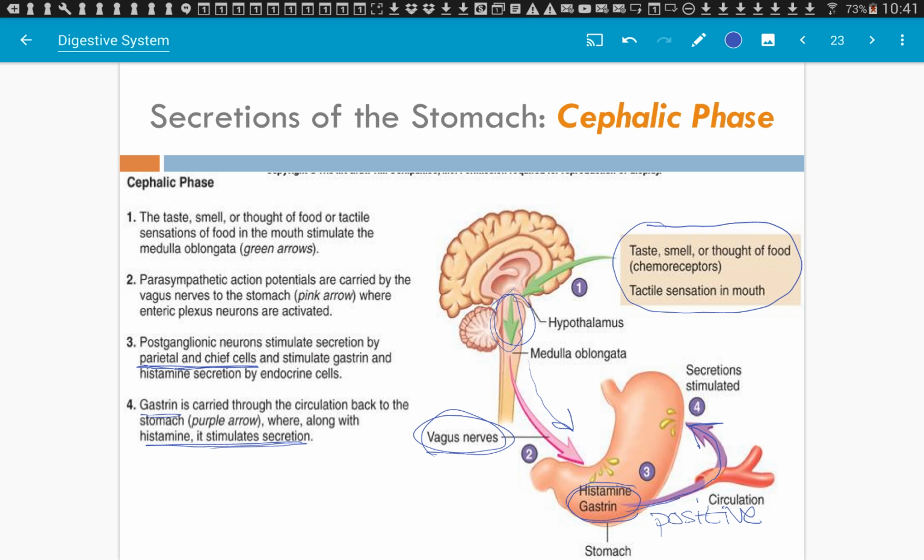So this is the part where you're not actually chewing the food yet. This is all anticipation or touching or smelling or thinking about the food. And this starts causing your stomach to churn and the saliva to pour. So this triggers the secretion of those two important products, and it continues as long as we have this stimulation or food starts coming in.